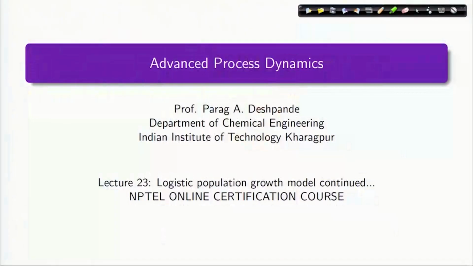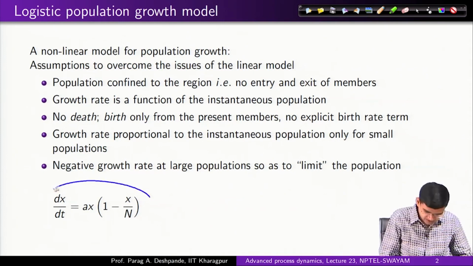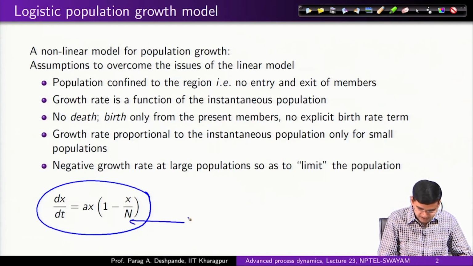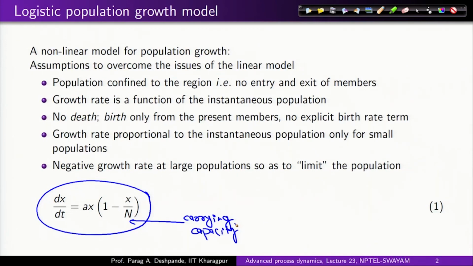Okay, so let us continue our analysis of the logistic population growth model. The model is in front of us. This is nothing but dx/dt = a x (1 - x/N), where we identified N as the carrying capacity. Physically, we saw that it is the maximum number of members of any biological species which the ecosystem provided to it can sustain. So, now let us continue our analysis.